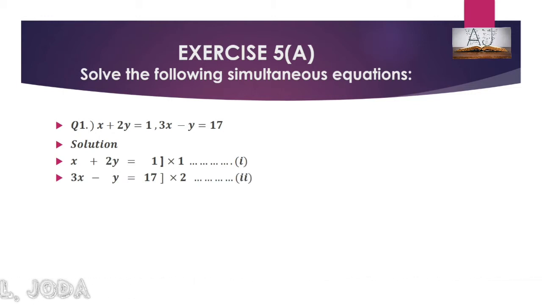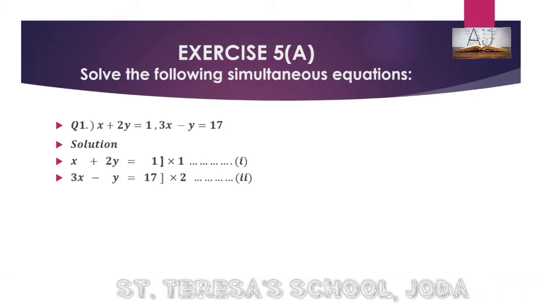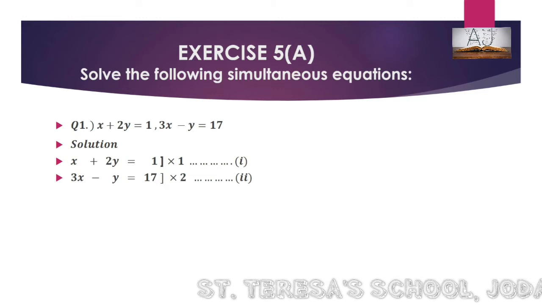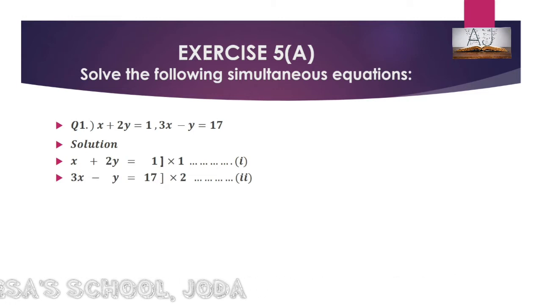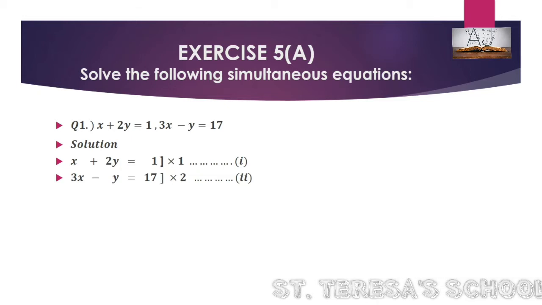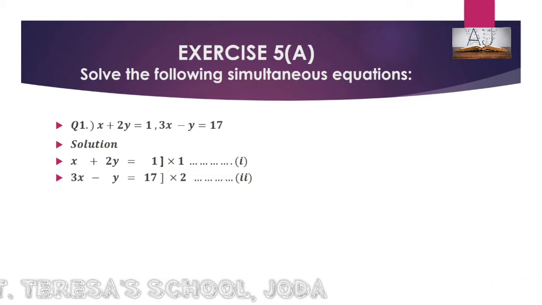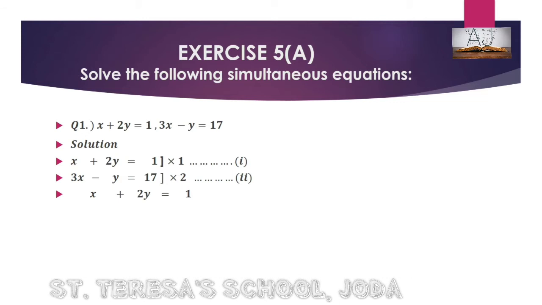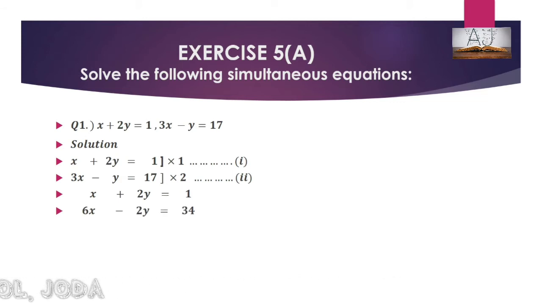As you can see, in the first equation we have 2y and in the second equation only y. LCM of 2 and 1 is 2. So to make it equal, I'll have to multiply the first equation by 1 and the second equation by 2. So after multiplying, what do we get? After multiplying the first equation by 1, it remains the same, that is, x plus 2y equal to 1, whereas the second equation becomes 6x minus 2y equal to 34.